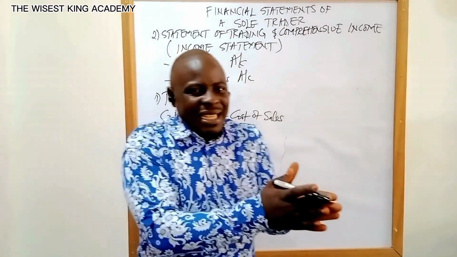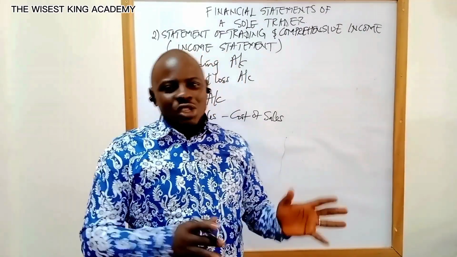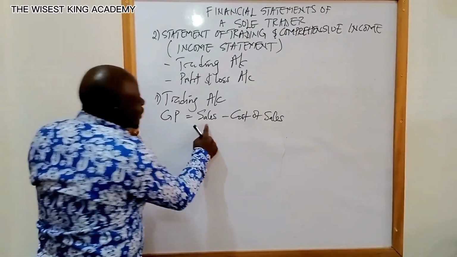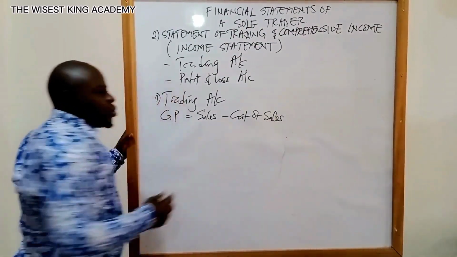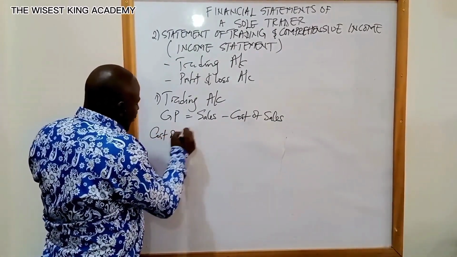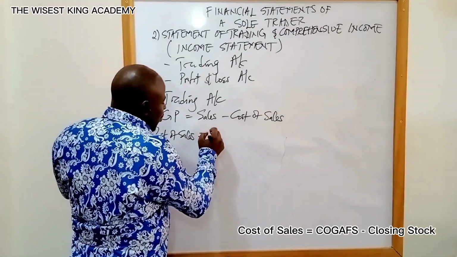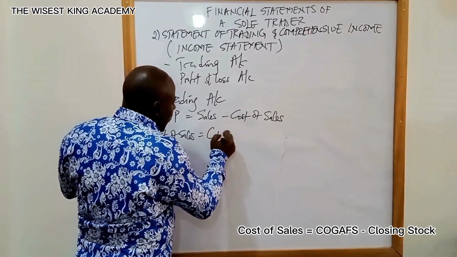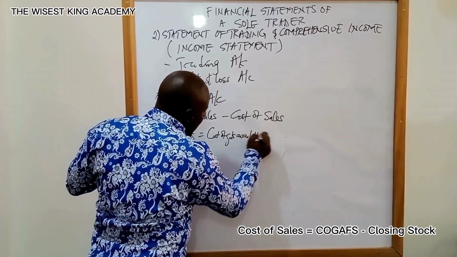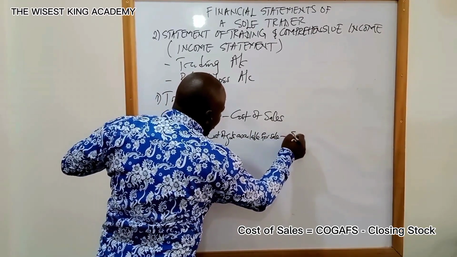Generally, we say sales and cost of goods sold, but cost of goods sold is quite a long statement, so cost of sales. In accounting, sales means goods sold. Now, what is cost of goods sold or cost of sales? Cost of sales is the cost of goods available for sale minus the closing stock.